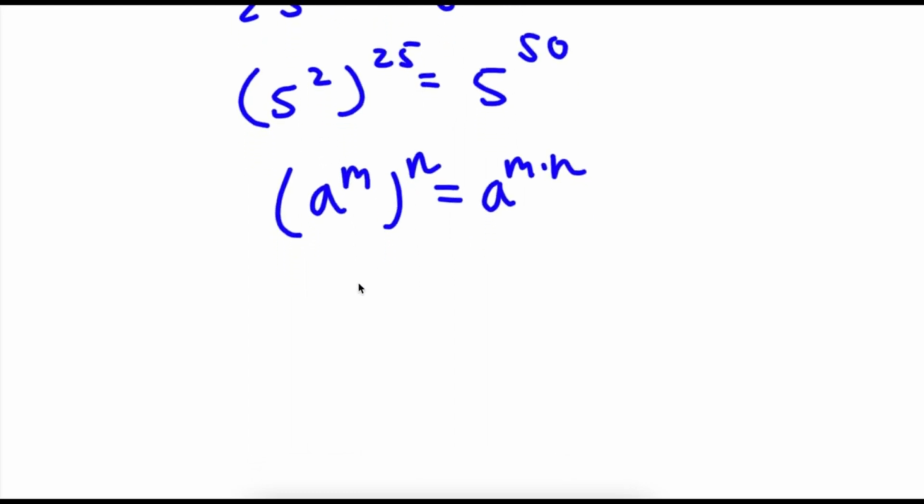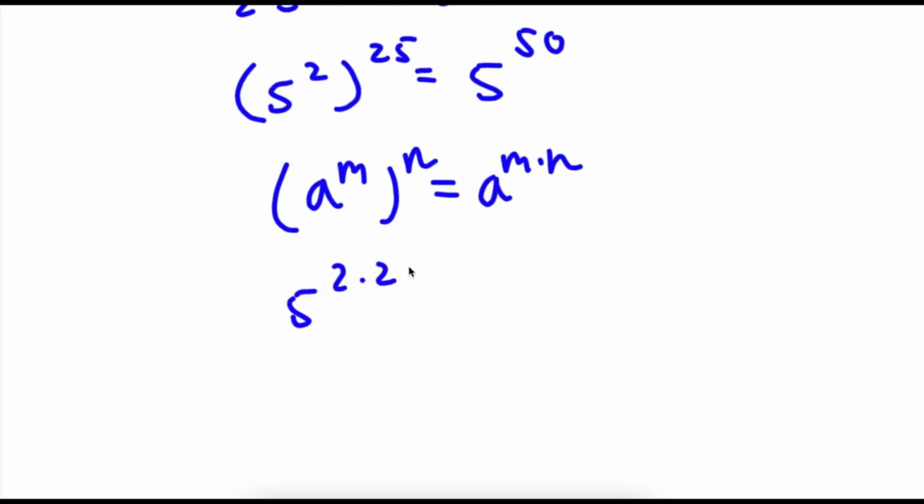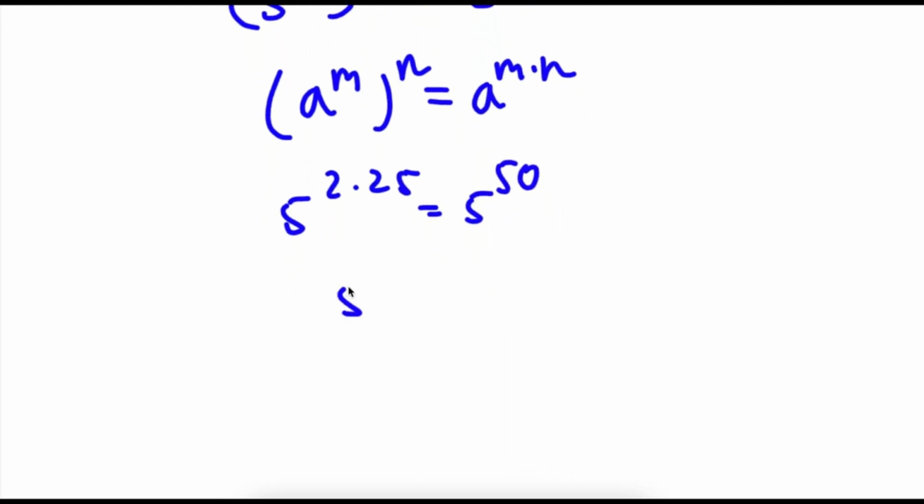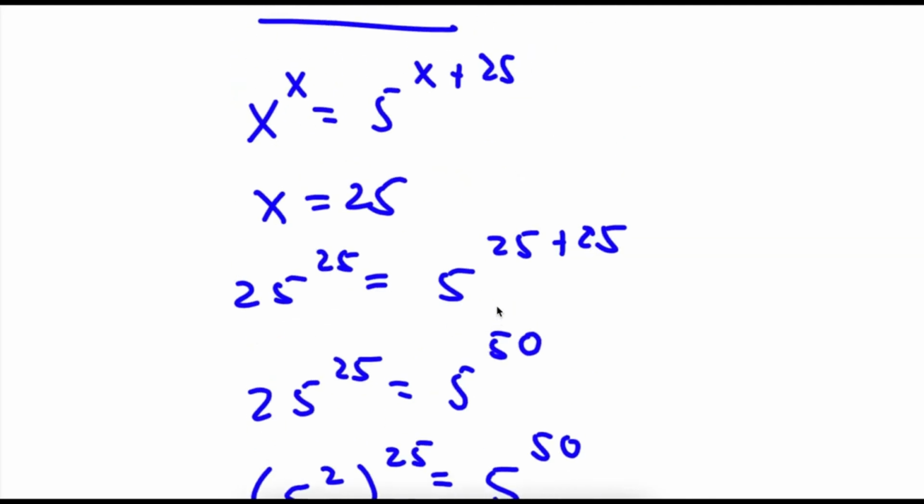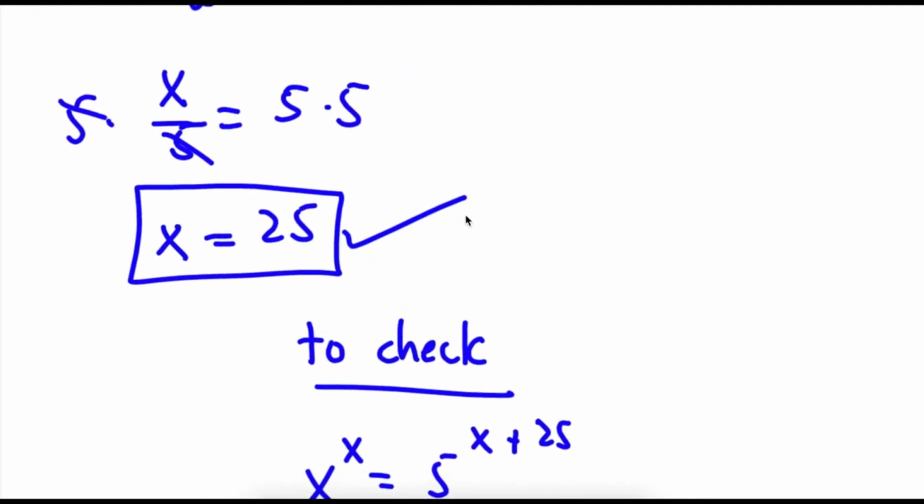So 5 to the power of 2 to the power of 25 is going to equal 5 to the power of 2 times 25, so equal to 5 to the power of 50. 2 times 25 is 50, so I have 5 to the power of 50 equal to 5 to the power of 50. And because this is right, we know our solution is right as well.